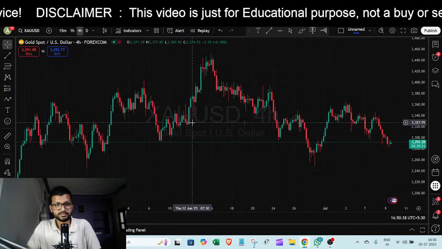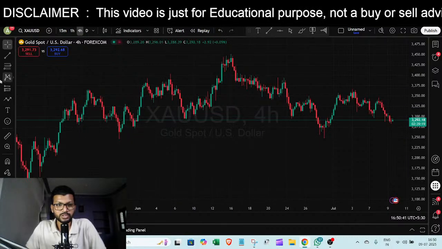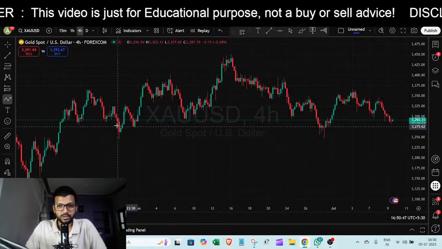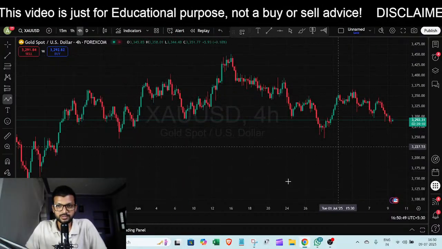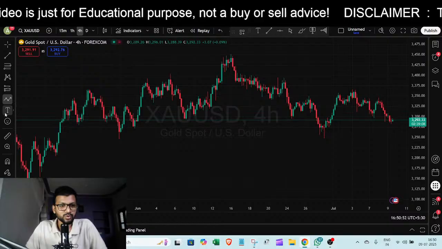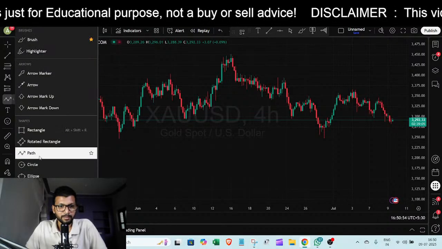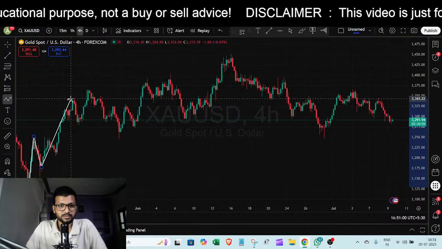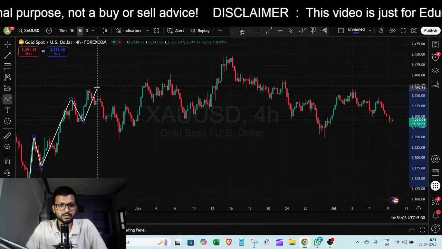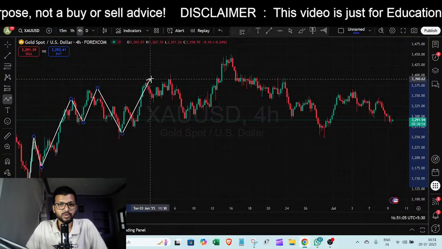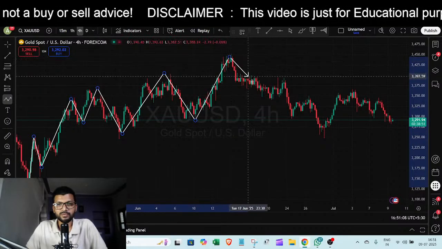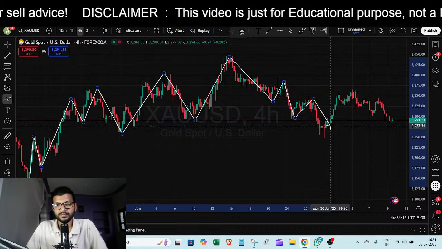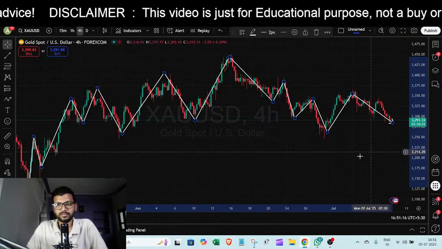If you look at the gold chart, I will explain on the 4-hour chart. You have to identify which trend the gold is moving in. If you click on the 4-hour chart, you will see this momentum in the gold. Go to the tool called path and select the lows and highs. That will give you an idea in which trend the gold is moving.